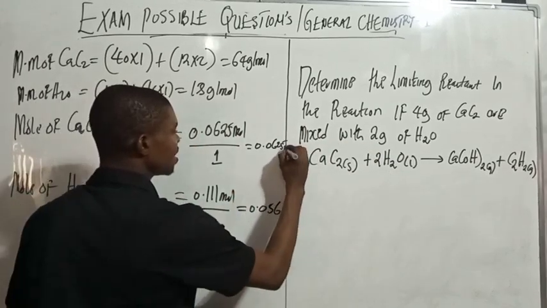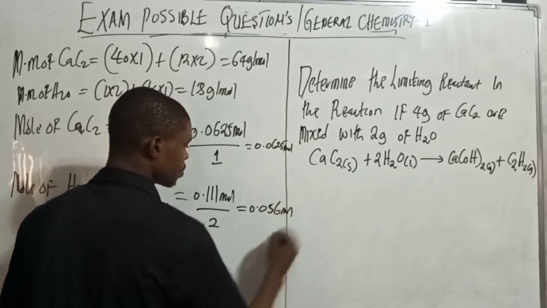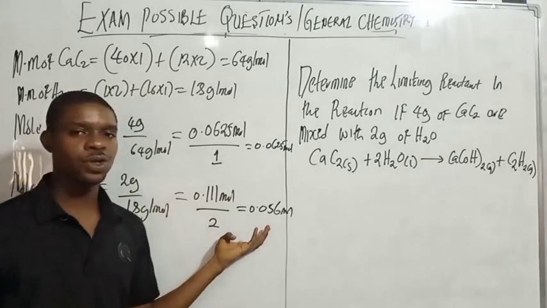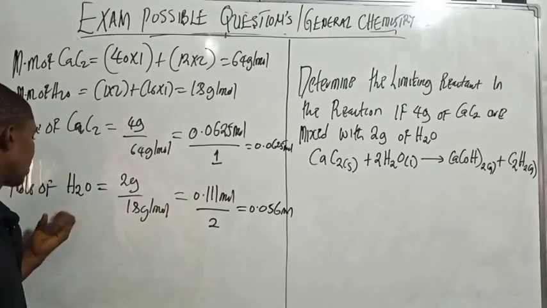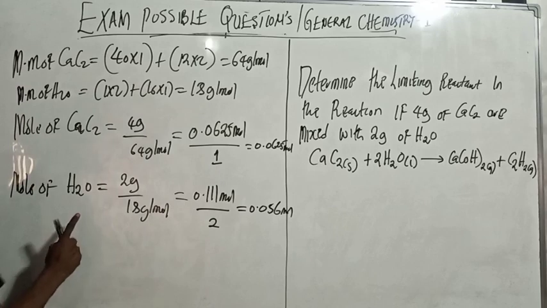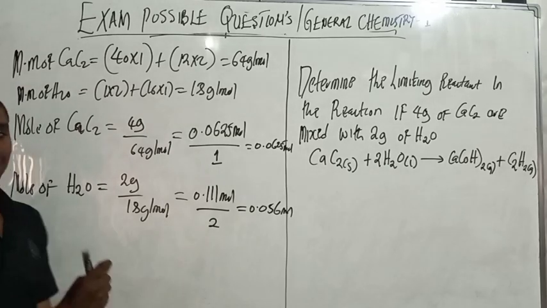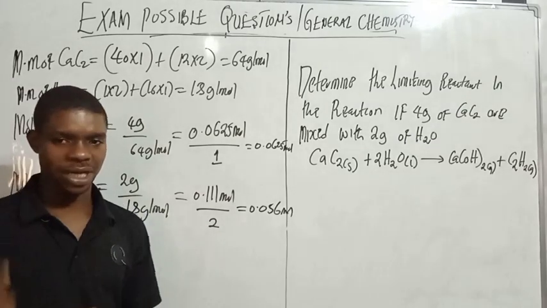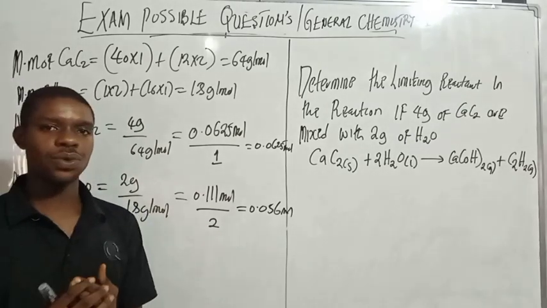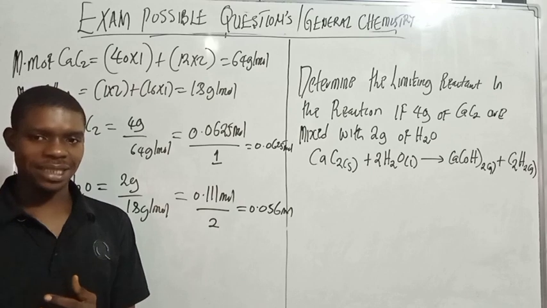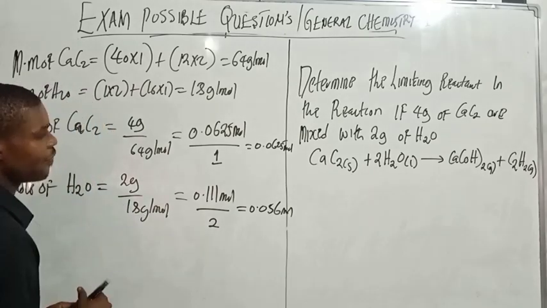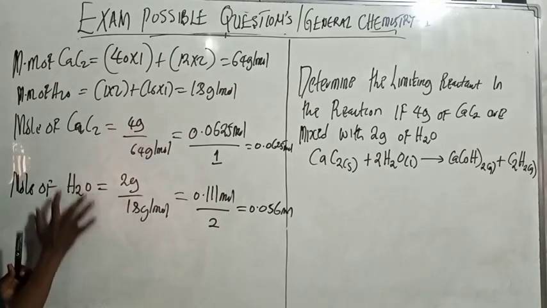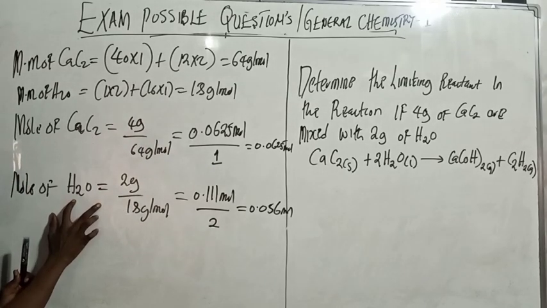So in the sense that the simplest mole, the compound that gives the smallest value after you divide by their coefficient, is going to be the limiting reactant. While the one that gives the highest is going to be the reactant in excess. Do you understand? So if you check me very well, we have calculated the mole of each of the reactants, calcium carbide and water, right?